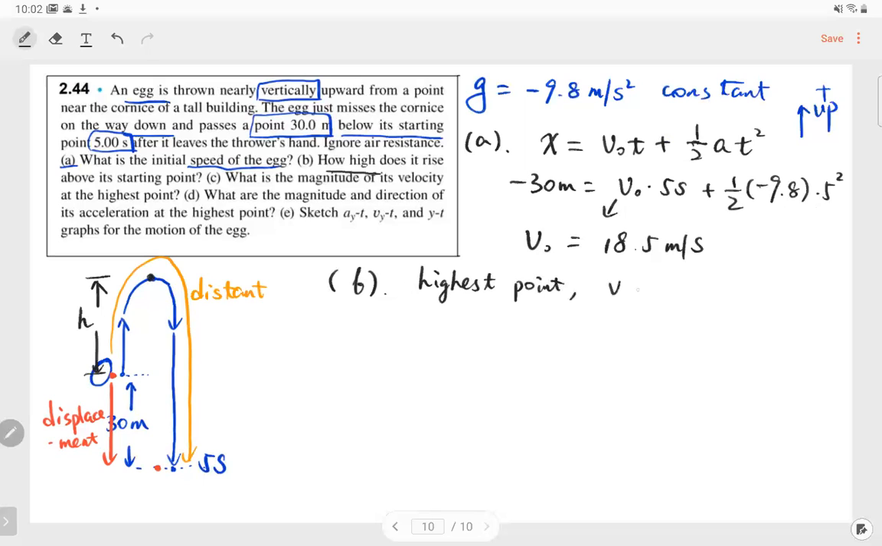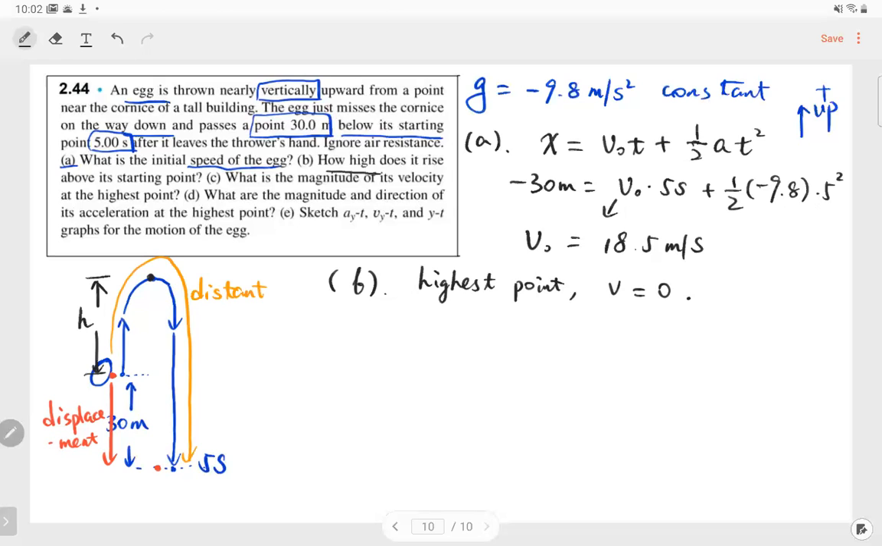velocity is 0. This is very important. If there's a non-zero velocity at the highest point, that means the egg is still moving up. So if this is the highest point, that means the velocity goes to 0. Then the velocity will turn negative. That means the egg is going to drop down.